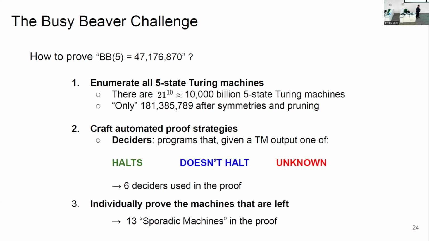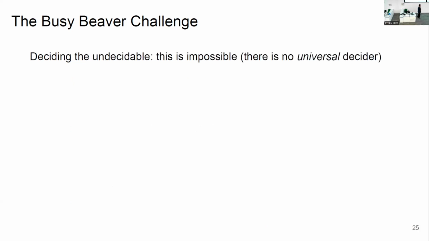And then you might be left with some machines that were not captured by those automated proof strategies, and you have no choice but to prove them by hand. In the case of BB5, there were 13 such machines, and we'll talk about them a bit later. So deciding the undecidable, well, it's impossible. There's no universal decider. But you could ask, okay, well, how impossible?